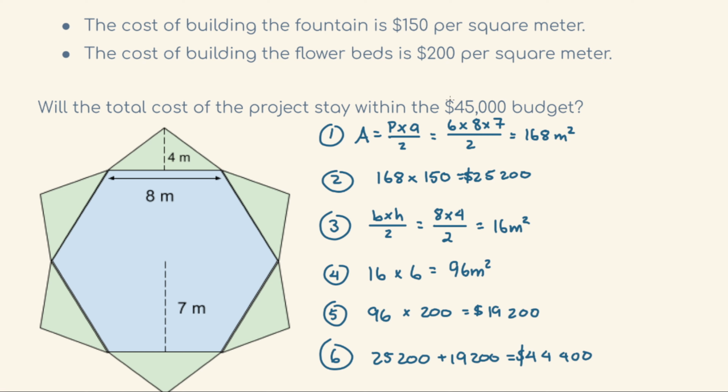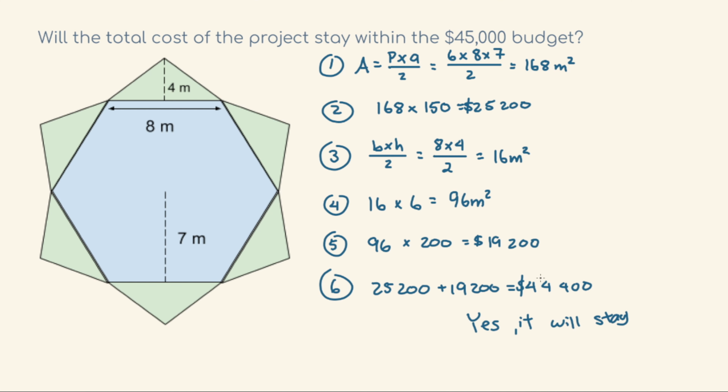Okay, now we have the total cost. We know the budget, the amount of money we have to work with, is $45,000. This is within the budget. So yes, it will stay. Oops, let me scroll down a little bit. Okay. It will stay within the $45,000 budget. And then you can put a little smiley face too.